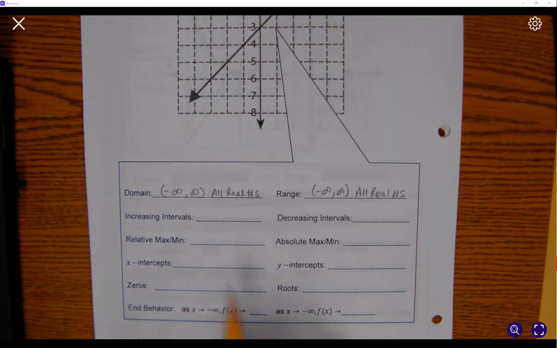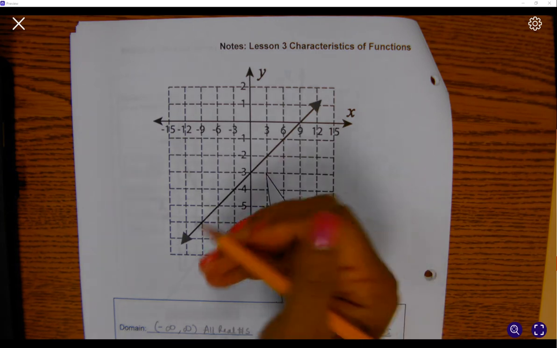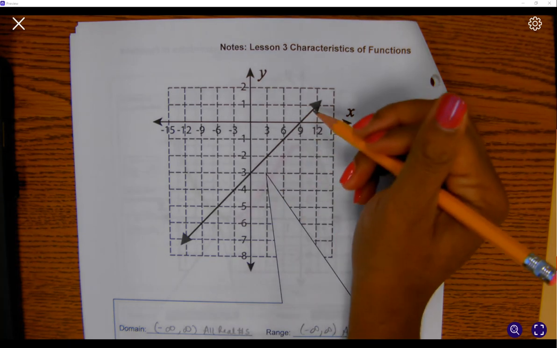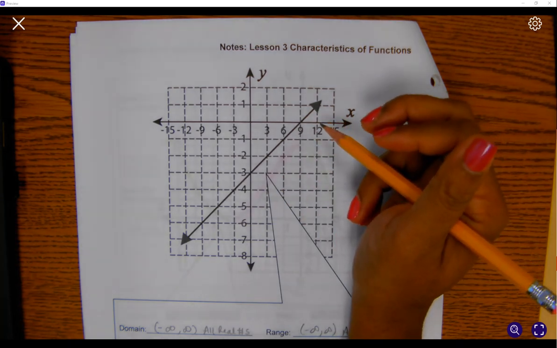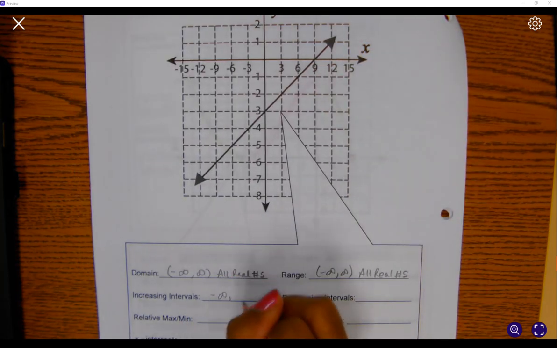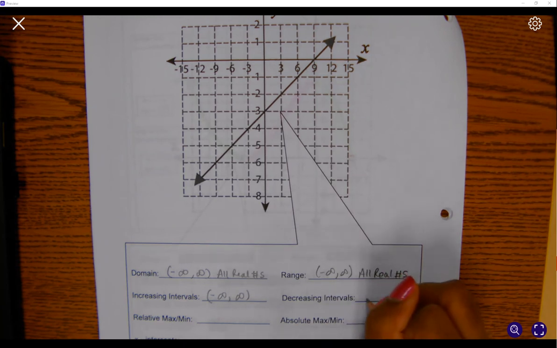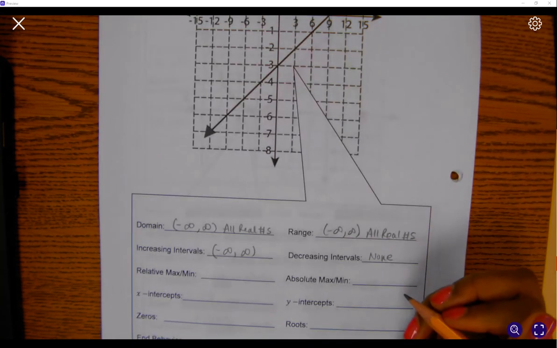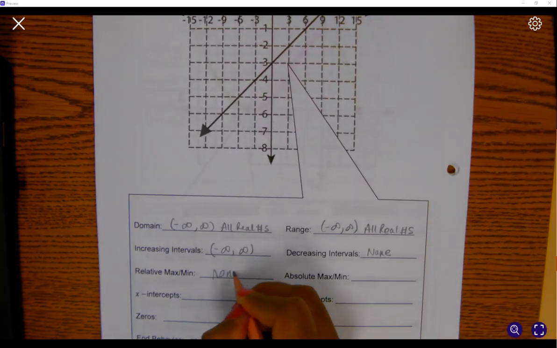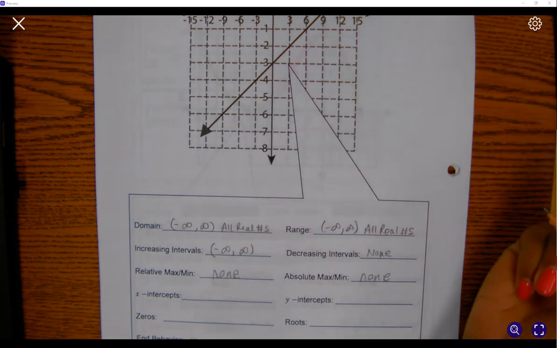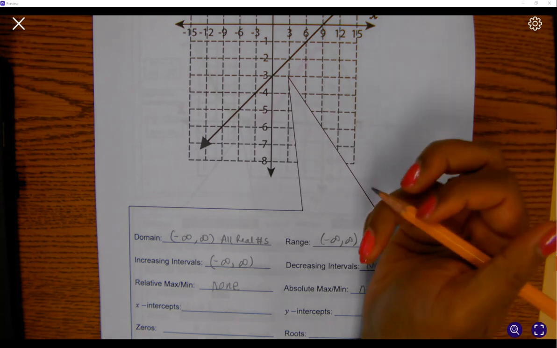Okay, and then you have here increasing and decreasing. Okay, well, here if you look at it, my function is increasing throughout the whole thing. It doesn't have a critical point, it doesn't have a turning point, so it's always increasing here. So we can just say it's always increasing from negative infinity to positive infinity, and it's not decreasing, so it doesn't have a decreasing interval. Relative maximum and minimum, none, because there's no turning point, there's no critical points here, so we don't have any of those.